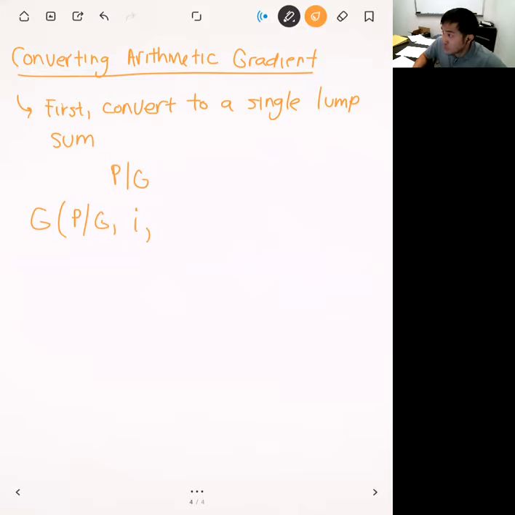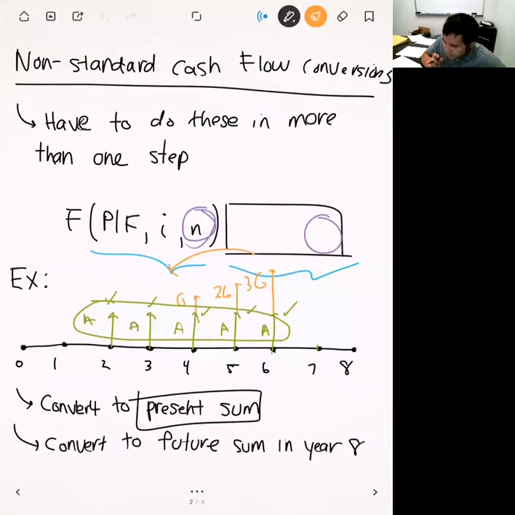And here's where things get tricky. You have to ask yourself, what do you set for the n, the number of periods for this gradient? For a gradient, it's a little bit different than the uniform series, and this is where the nuance comes in. For the uniform series, what we did was we counted the number of arrows that we had, and then that was our n.